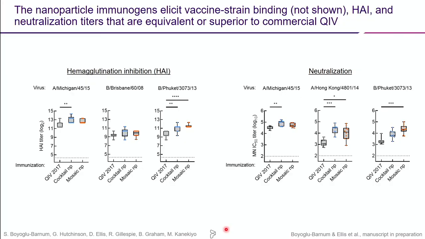So when we look at the responses against the vaccine strains, so these are the hemagglutinins that are present in the vaccine, we see that our cocktails in blue and our mosaics in red are about equal to current commercial vaccines, or perhaps slightly superior in terms of neutralization of the virus.